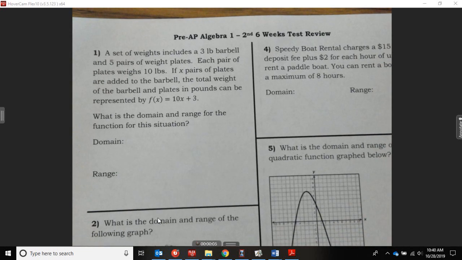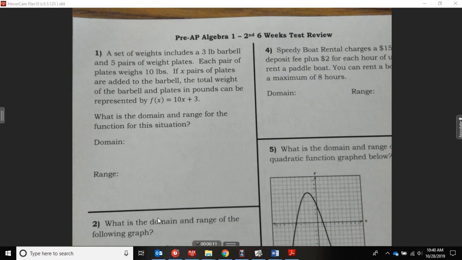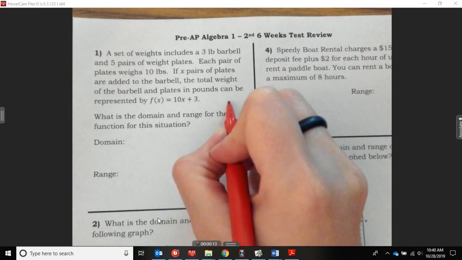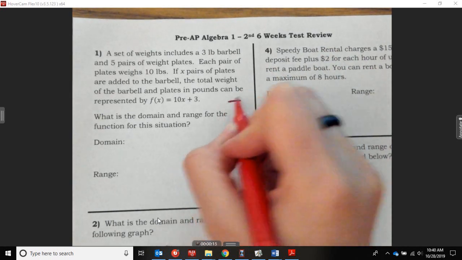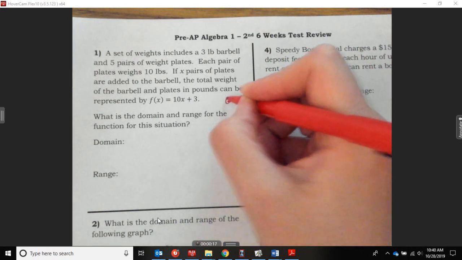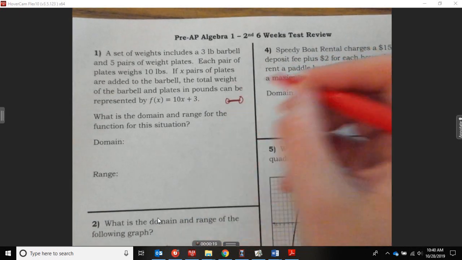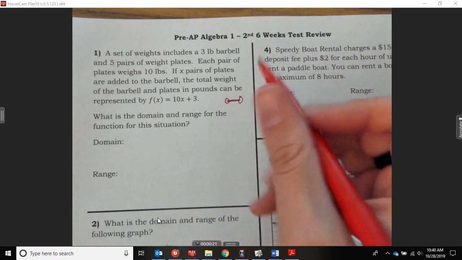Okay, we're going to go over your review. Number 1 says, a set of weights includes a 3-pound barbell and 5 pairs of weight plates. If I think about this as a picture, here's my barbell, and then we're going to add on the pairs of weights. Each pair of plates weighs 10 pounds.